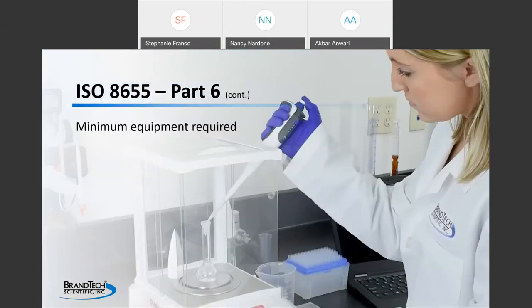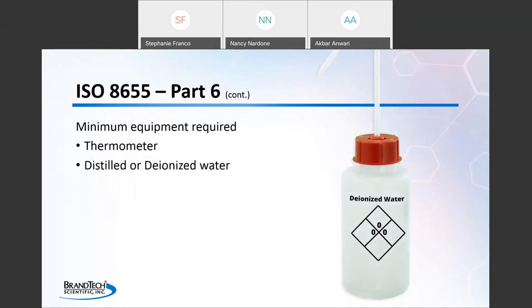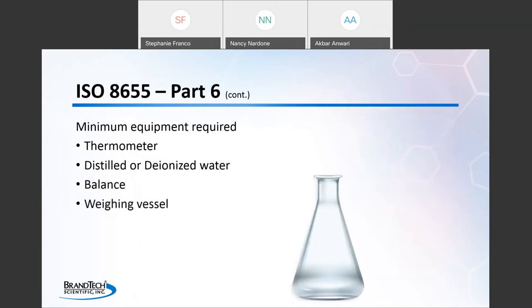So to properly perform gravimetric measurements with your liquid handling instruments requires, at a minimum, the following equipment items. A thermometer that ideally has a measuring error of plus or minus 0.2 degrees Celsius. Water, which needs to be distilled or deionized. A balance that meets the recommended specifications for the instrument to be tested. And of course, a weighing vessel for the water that's going to be dispensed or pipetted.